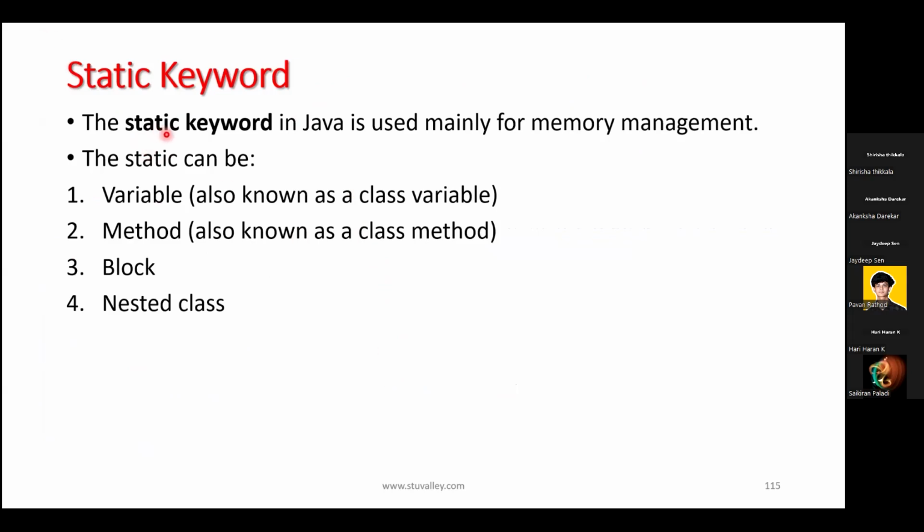Static is a non-access modifier. We have seen the non-access modifiers slide also. This static keyword we can apply to variables, also known as class variables, to a method, also known as class method, to a block, and to a nested class. So four different static parts are there: variable, method, block, and nested class. Static keyword is mainly used for memory management.